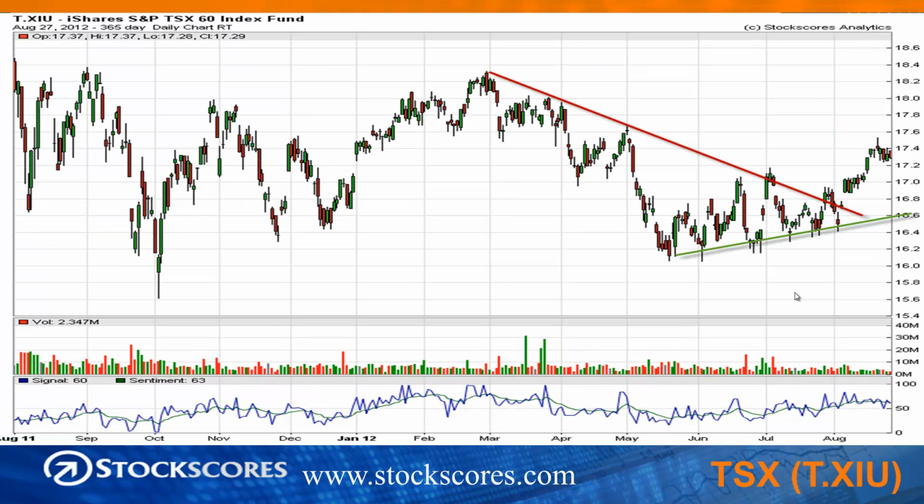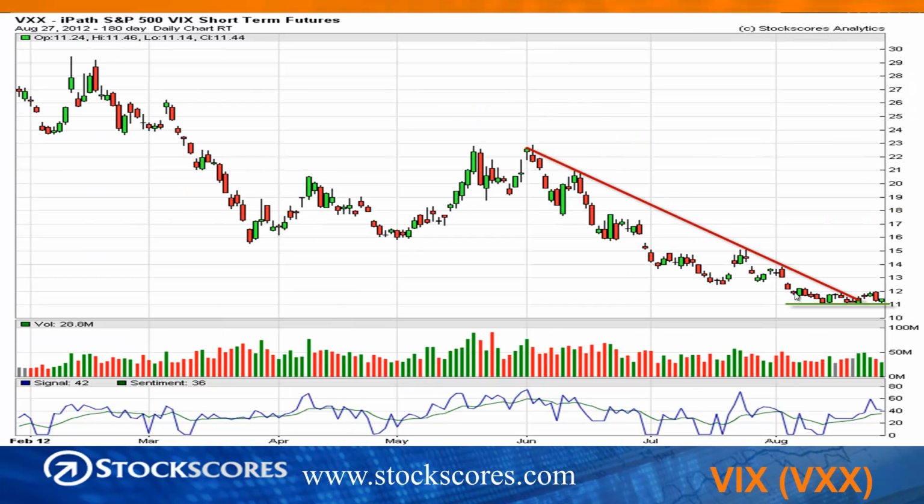Next chart is that of the Toronto Stock Exchange 60 Index ETF, T.XIU. It broke its downward trend line this month and is beginning to build upward momentum. Not a lot of upside potential because it's been in this congested pattern for some time. This market will do well if there is stimulus because that should make the US dollar go down, should make commodity prices go higher, and of course with a commodity-based economy, the Canadian stock market should do well.